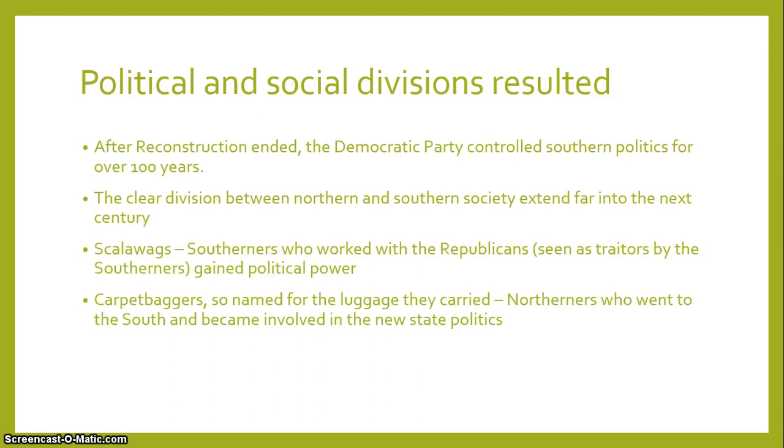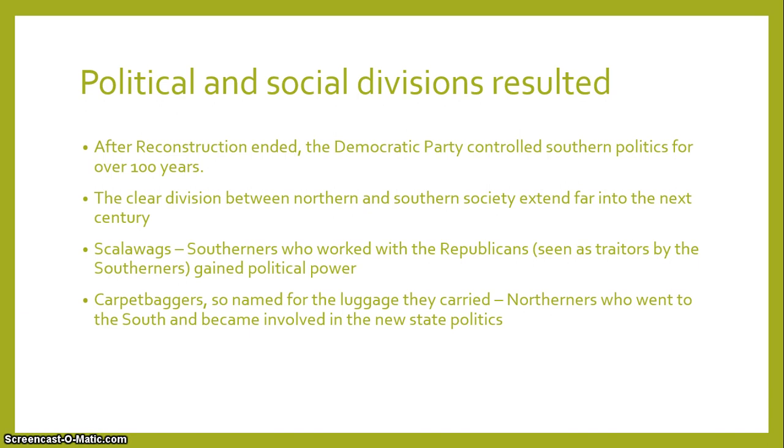All right, last, let's look at the political and social divisions. After Reconstruction ended, the Democratic Party still controlled Southern politics for over 100 years. They were able to do this following the Jim Crow laws and these black codes. Even after Reconstruction, these stayed in place. We changed from being a society of slavery to a society of segregation, where there are separate and unequal facilities. After this, we see a clear division between Northern and Southern societies, and it's because of Reconstruction that we see this division.